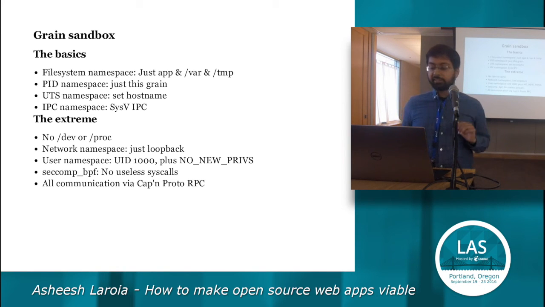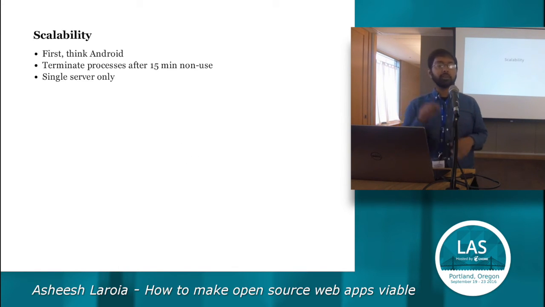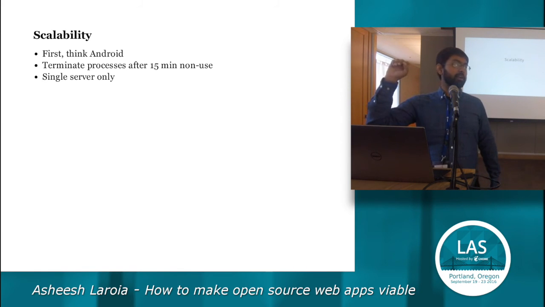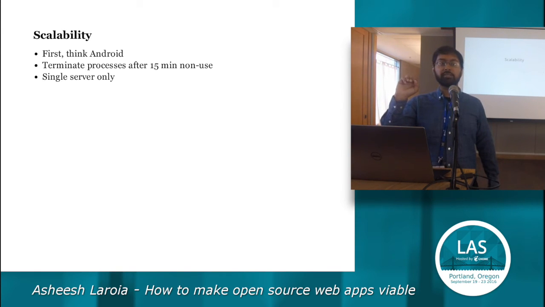That's the basics of how that security sandboxing works. Scalability-wise, one funny thing is that if I'm clicking create new Etherpad document as a user, and I'm launching a new Etherpad process every time, how could this possibly work? Why doesn't the server fall over after like five documents? You're chewing up like 100 megs of RAM per document.